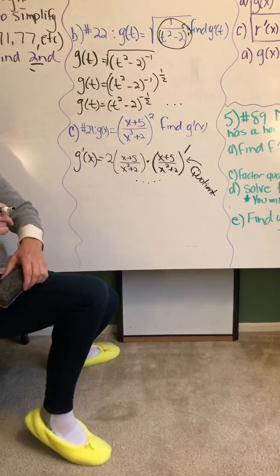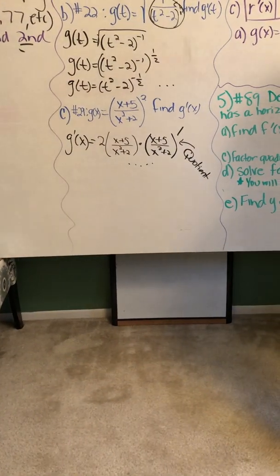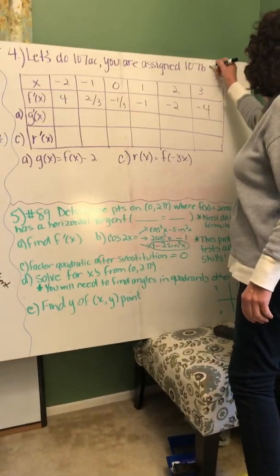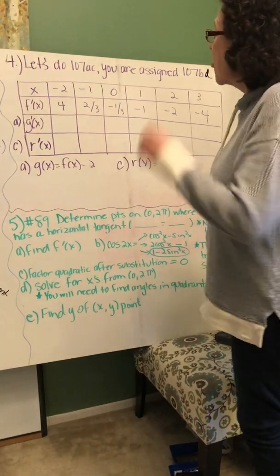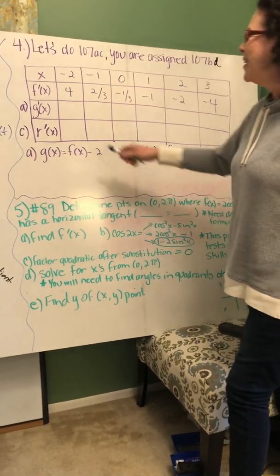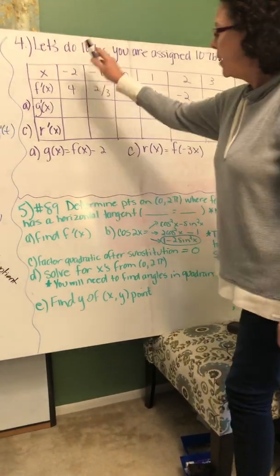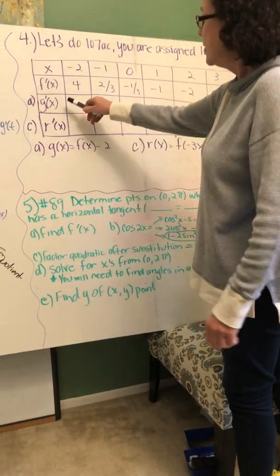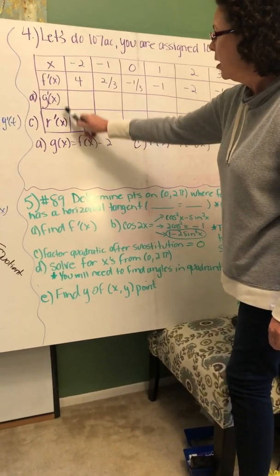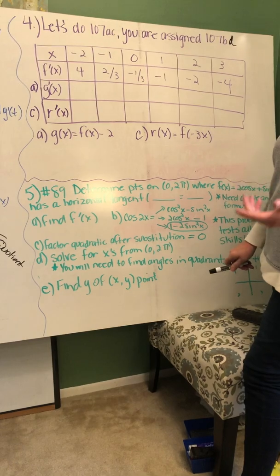Let's take a look at number 4. Let's do 107 A and C, and B and D was what I assigned to you. There we go. So here's what they give on 107. They give you a list of x's. They give you the derivative of f, like they fill in the chart, and they give you on the rest of the chart different derivatives. So they're asking you for the derivative of g and the derivative of r. The derivative of g is a, the derivative of r is c. You have b and d to do.